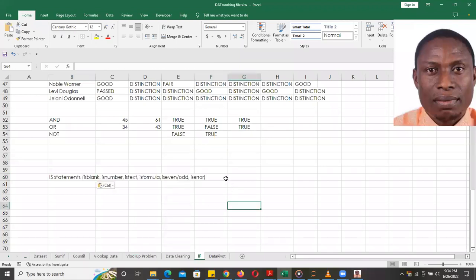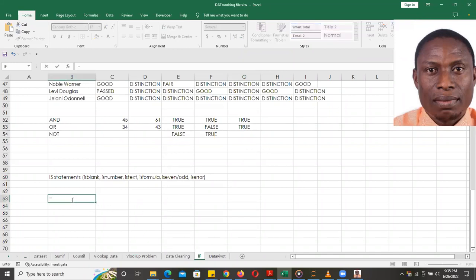Now we have some functions in Excel. You want to check whether the cell is blank. You want to check whether the content of that cell is a number. You want to check whether the content of that cell is text. You want to check whether it contains a formula. You want to check whether it's an even or odd number. So you can use all these statements to check. So how do we do that? Let me do it here.